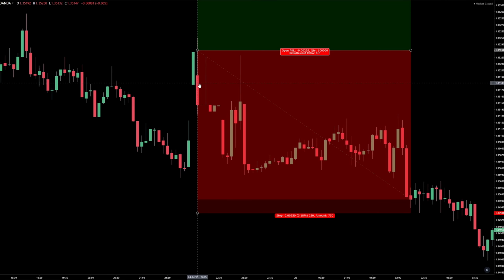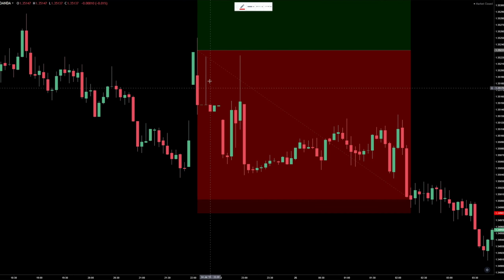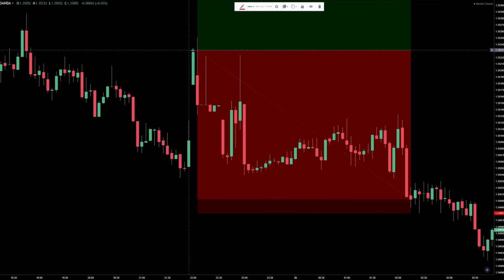And on the pound dollar cross, there's this weird kind of price movement here that the bot mistook for a breakout. So we got in right up here.